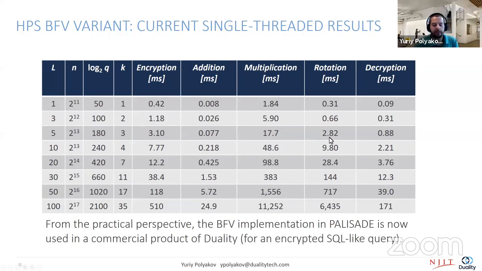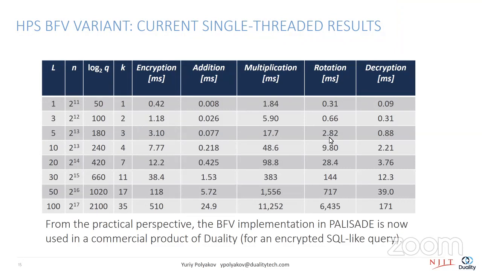So just a practicality remark, and I think I've already answered this question, but what do these numbers mean? Concretely, they mean that this BFV implementation is now used in a commercial product of Duality that does encrypted SQL queries. So the numbers we're seeing here are really practical to the extent that this technology can be commercialized.